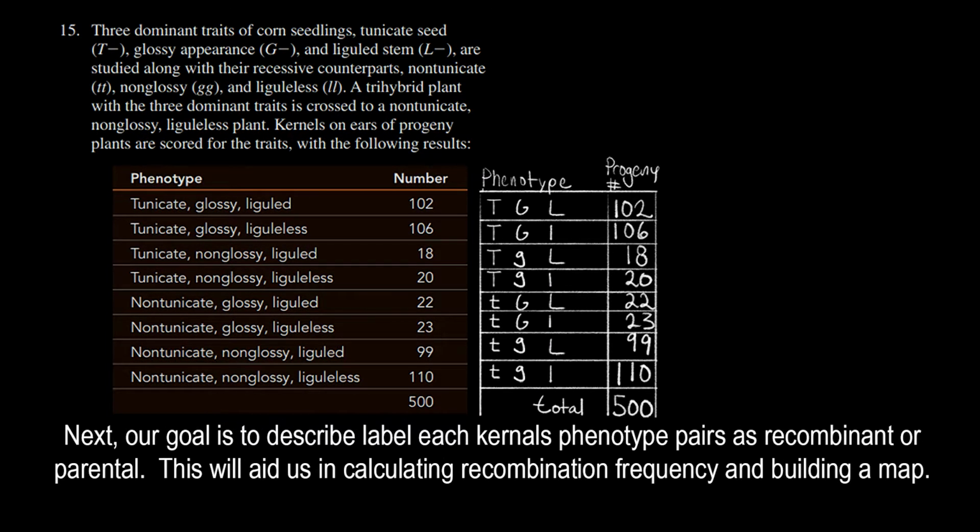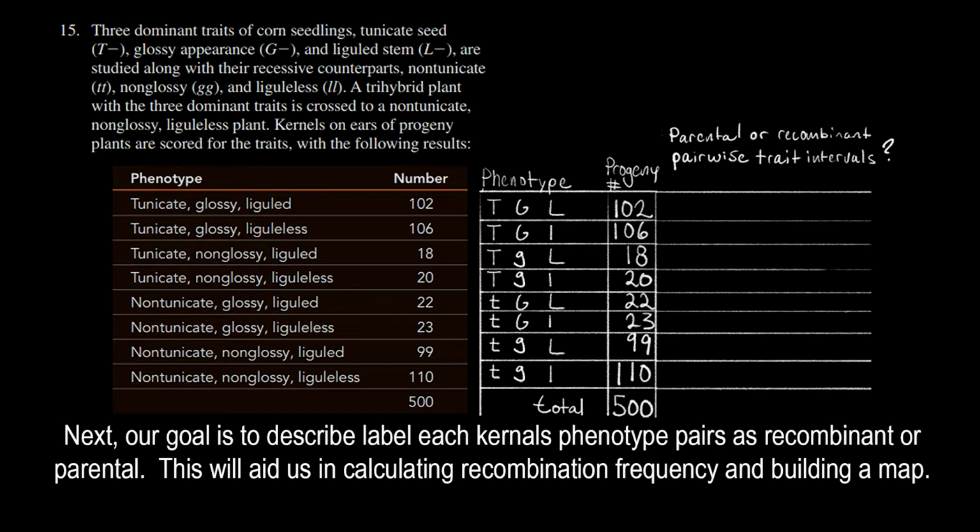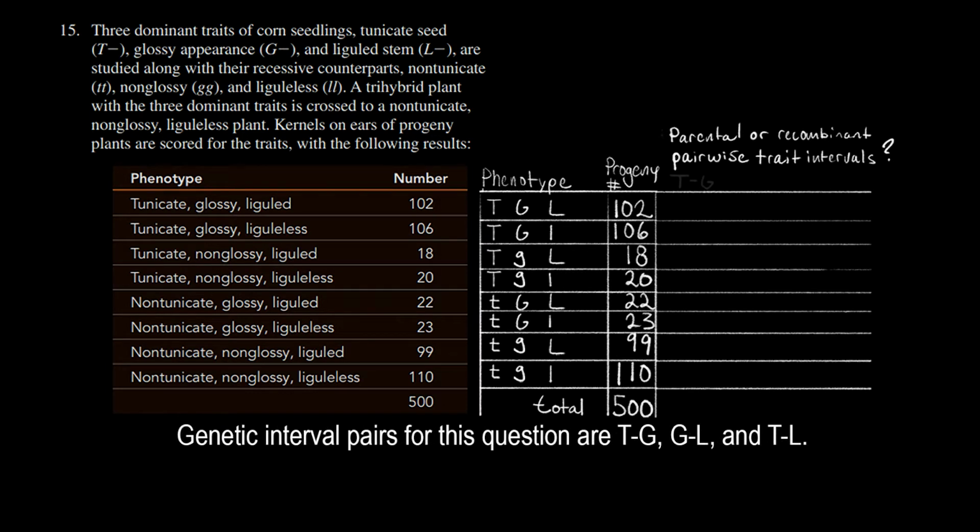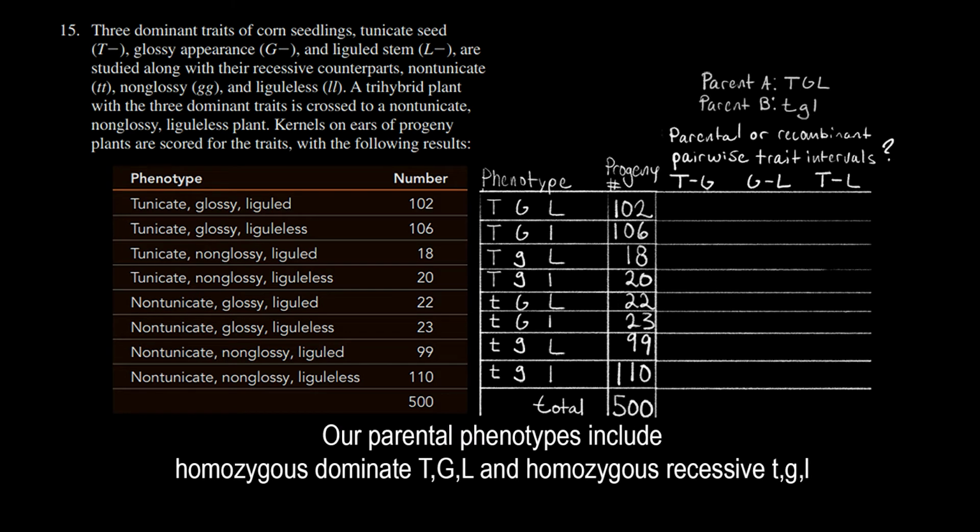Next, our goal is to describe each kernel's phenotype pairs as recombinant or parental. This will aid us in calculating recombination frequency and building a genetic map. Genetic interval pairs for this question are T through G, G through L, and T through L. Our parental phenotypes include homozygous dominant T, G, L, and homozygous recessive t, g, and l.